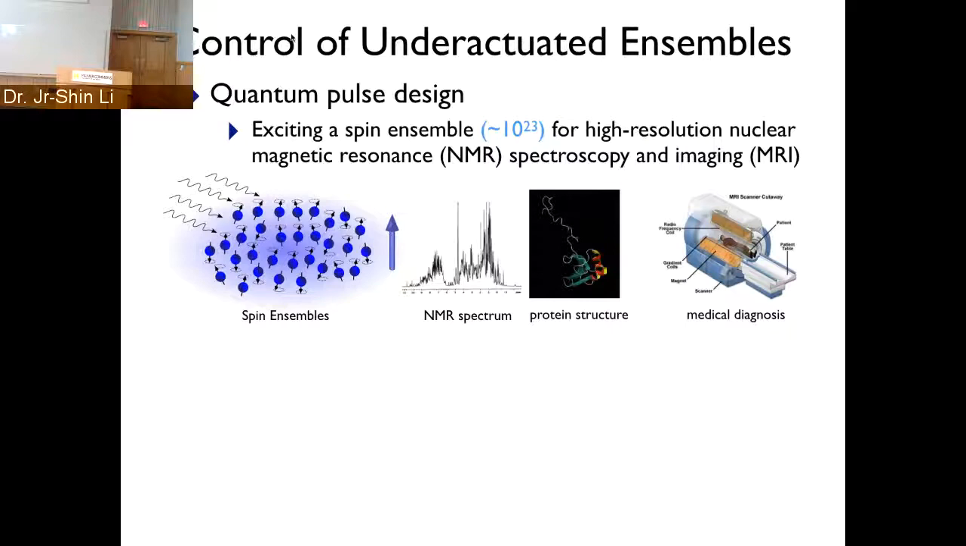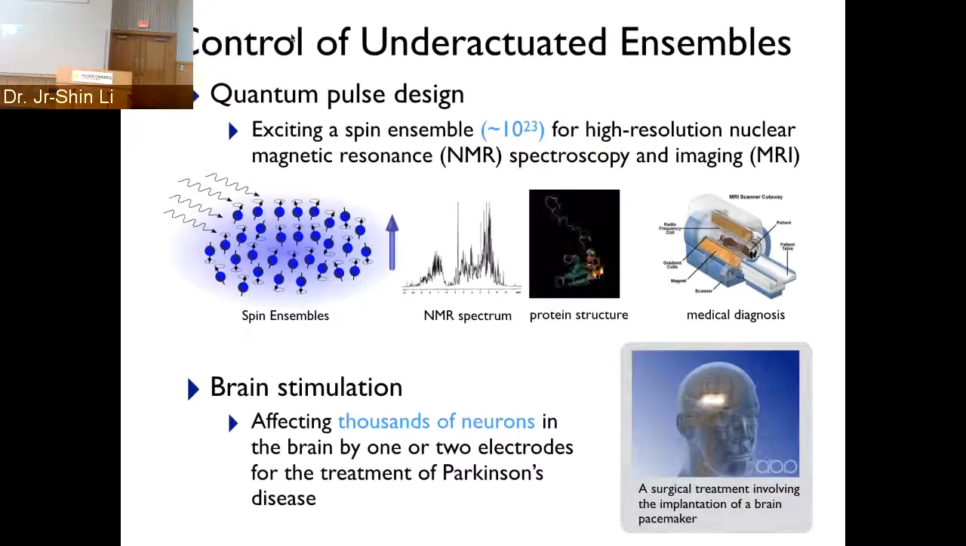The first one is in the quantum domain. In MR spectroscopy and imaging, a typical goal is to apply a radio frequency field to excite the entire population from an initial state to a desired final state. This is a very important step towards unfolding protein structures or medical diagnosis. Another is brain stimulation, to desynchronize thousands of neurons in the brain that cause some pathological synchrony.